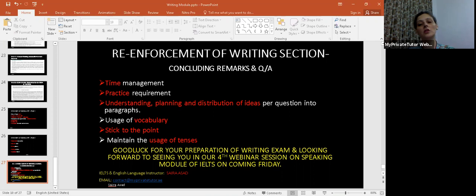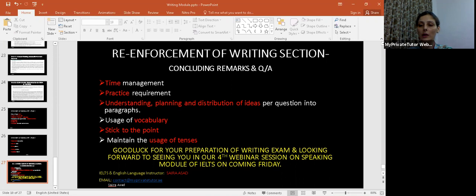Understanding, planning, and distribution of ideas per question into paragraphs. The main focus is only two questions, so you should be very, very well planned. You have to go into the examination hall with a pre-planned strategy of four paragraphs. First, the introduction. Second, describe the summary of the visual or any information about the topic, which is the first main body. The third is about opinions, suggestions, and if there's a comparison or agree or disagree, that will go in the third paragraph. And the fourth paragraph is the conclusion.